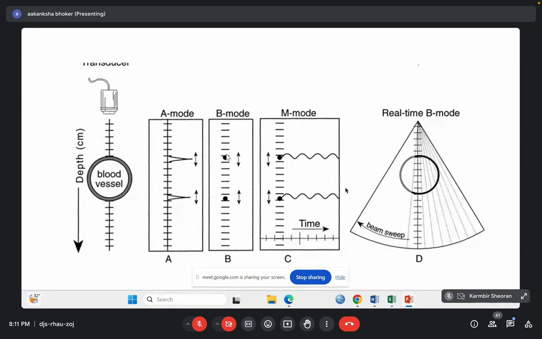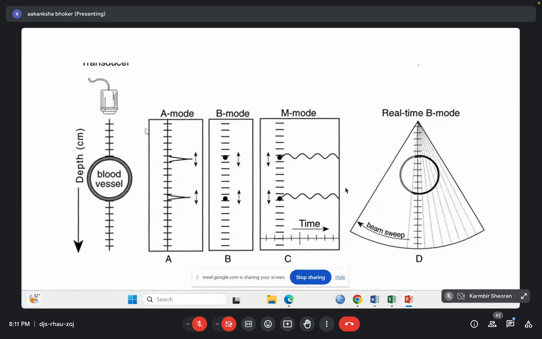This is A mode. In B mode, it will produce some dots with some gray color depending upon the amplitude. If it is a high amplitude signal, more white. If it is a low amplitude signal, more dark. And in M mode, if this structure is a blood vessel, then it may have some pulsatility, these walls may be moving. So the motion of these structures with respect to time will be recorded. This is the M mode.